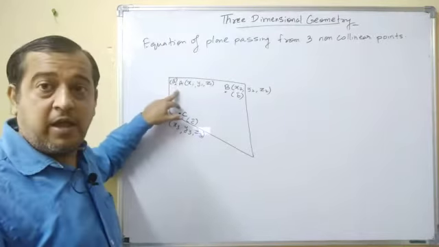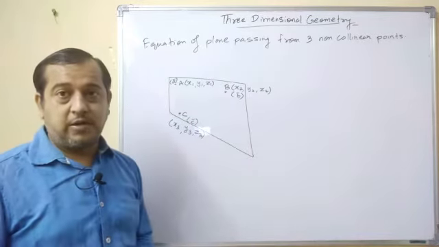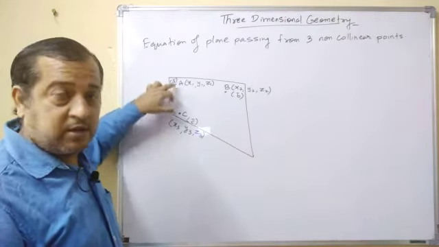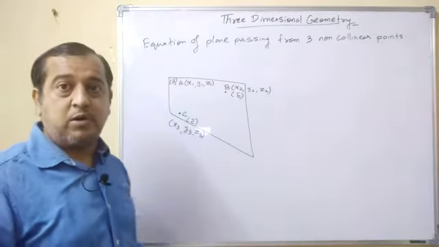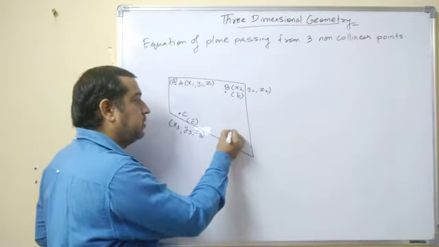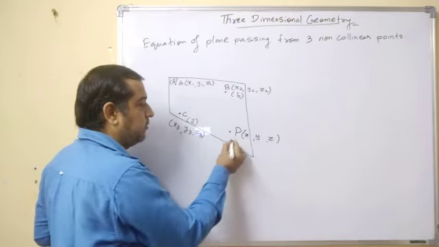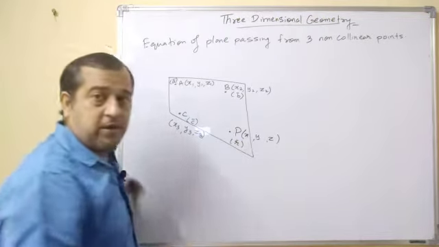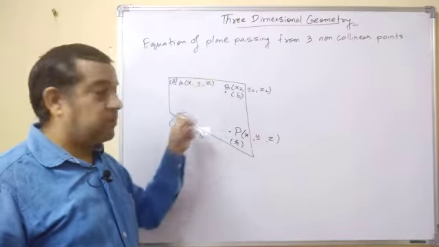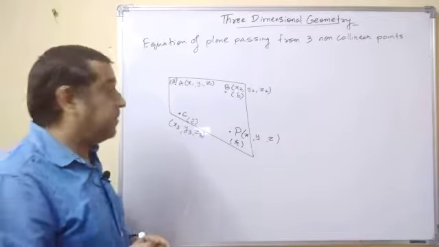Now here the points are A (x1, y1, z1), B (x2, y2, z2), and C (x3, y3, z3). With reference to some fixed point, the position vector of point A is vector A, of point B is vector B, and of point C is vector C. Now we come to a variable point P (x, y, z) with position vector vector R. So these are the 4 points, in which 3 points are given and P is the variable point. We are keeping one point fixed, which is A.